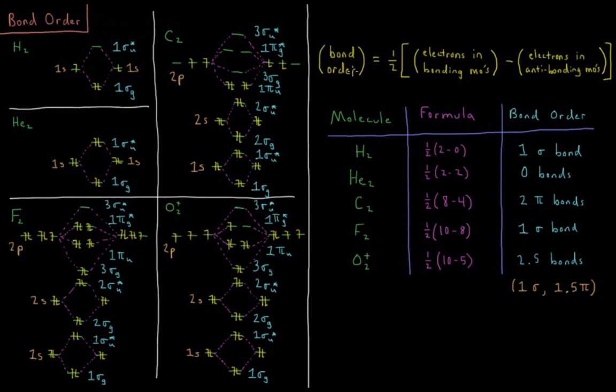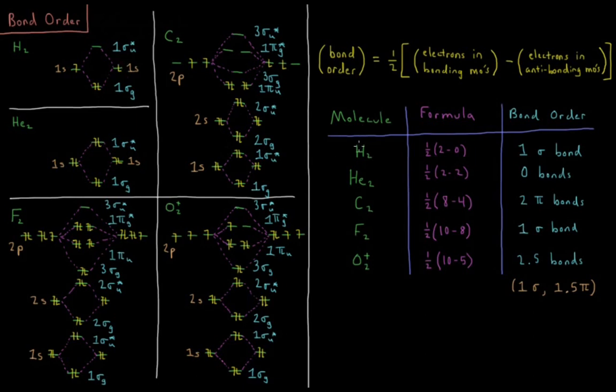So the bond order is going to be determined by 1/2 times the quantity, number of electrons in bonding molecular orbitals, minus the number of electrons in antibonding molecular orbitals. So each electron in a bonding MO is going to contribute half of a chemical bond. Each electron in an antibonding molecular orbital is going to contribute minus 1/2 to the number of bonds.